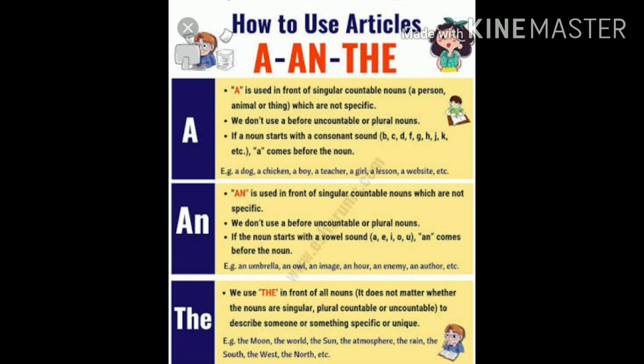If the noun starts with the vowel sound A, E, I, O, U, an comes before the noun. For example, an umbrella, an owl, an image, an hour, an enemy, an author, etc. We use the in front of all nouns. It does not matter whether the nouns are singular, plural, countable, or uncountable, to describe someone or something specific or unique. For example, the moon, the world, the sun, the atmosphere, the rain, the south, the west, the north, etc.